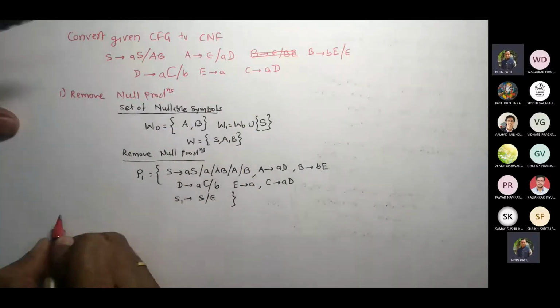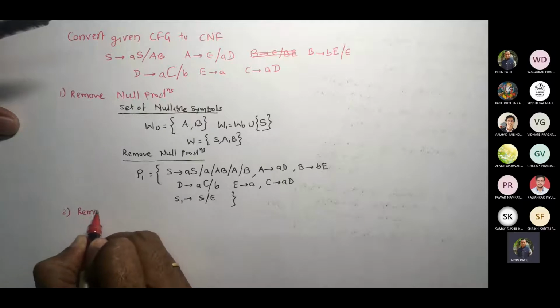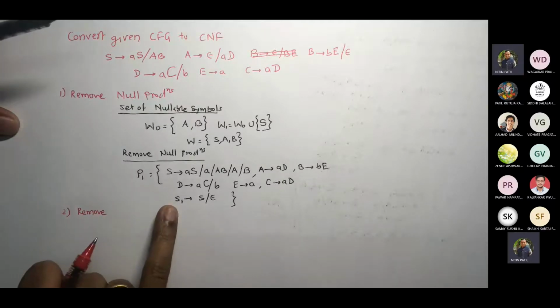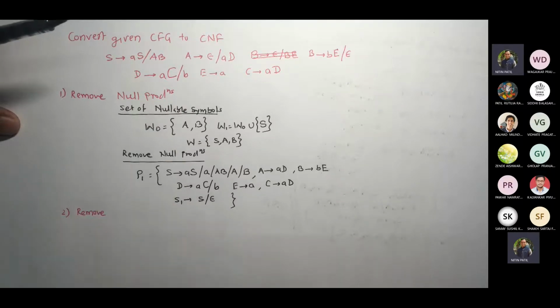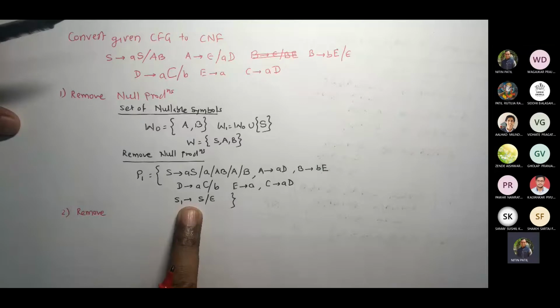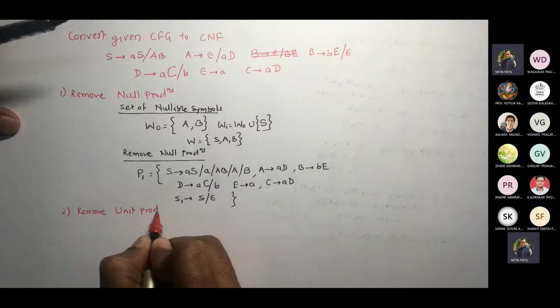Up till this, I assume you understood it, correct? Yes, I added that symbol because your language contains epsilon. That's why. So remove unit productions.